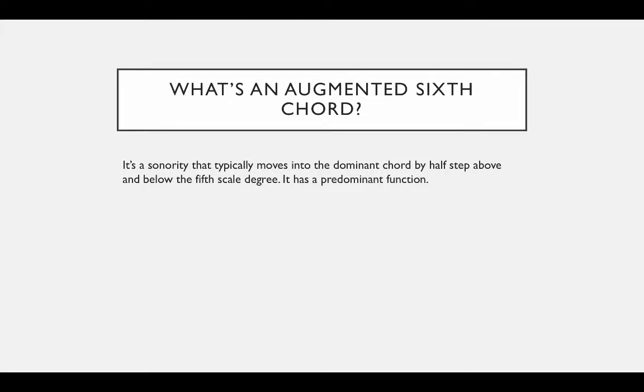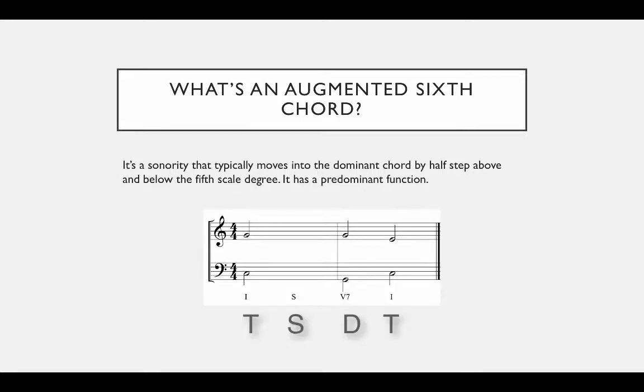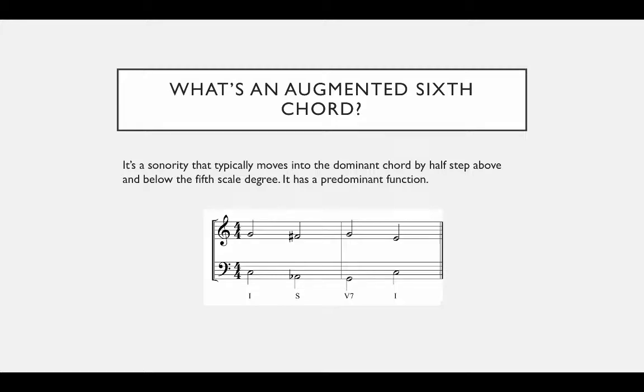So if you're going to have a simple progression, something like this: tonic, subdominant, dominant, tonic. The augmented sixth chord is going to go in the S region, or more broadly, the predominant region. And if we approach the 5 chord via half step above and half step below the fifth scale degree, it'll look something like this. That's right, there's a flat and a sharp together.